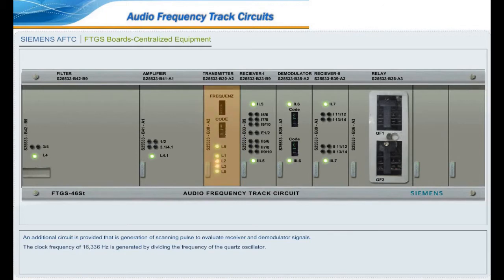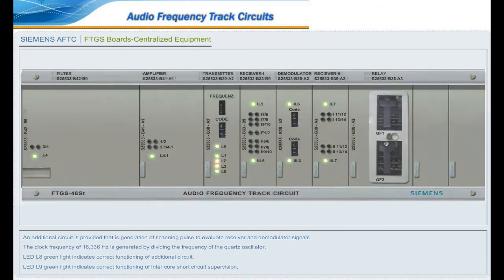The clock frequency of 16,336 Hz is generated by dividing the frequency of the quartz oscillator. LED L8 green light indicates correct functioning of additional circuit. LED L9 green light indicates correct functioning of intercode short circuit supervision.